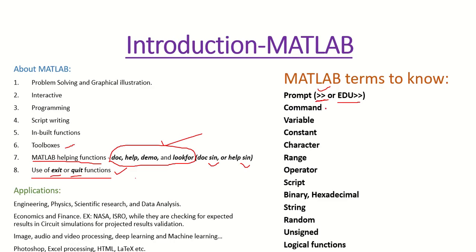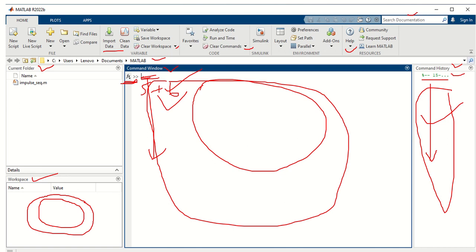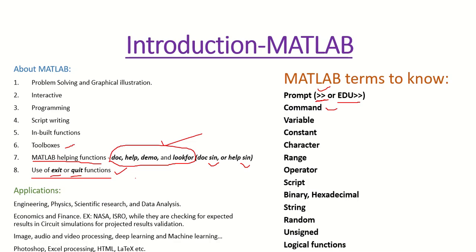The command we are talking about is what we give here to perform. For example, 5 plus 6 I have given here, right? That means it is a command. I am giving the command and clicking enter will give the result as 11. We will see some examples, and at that time I will repeat this.